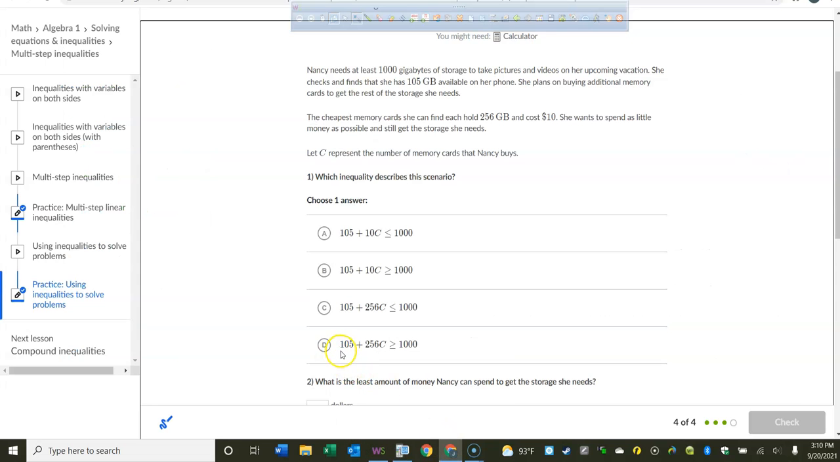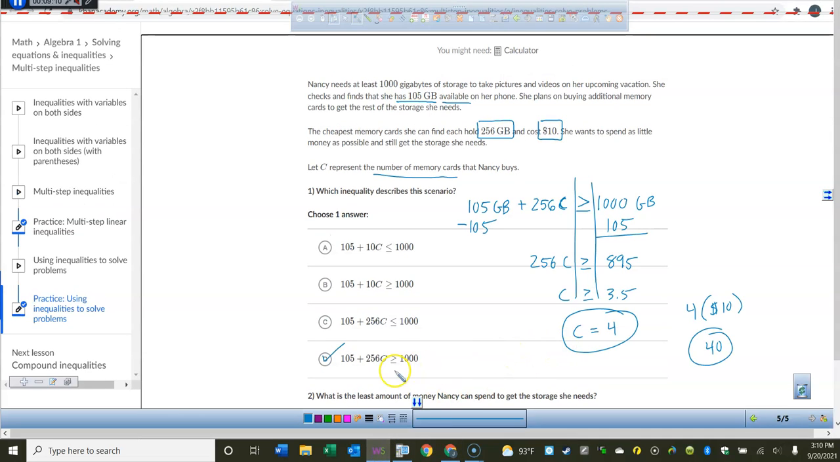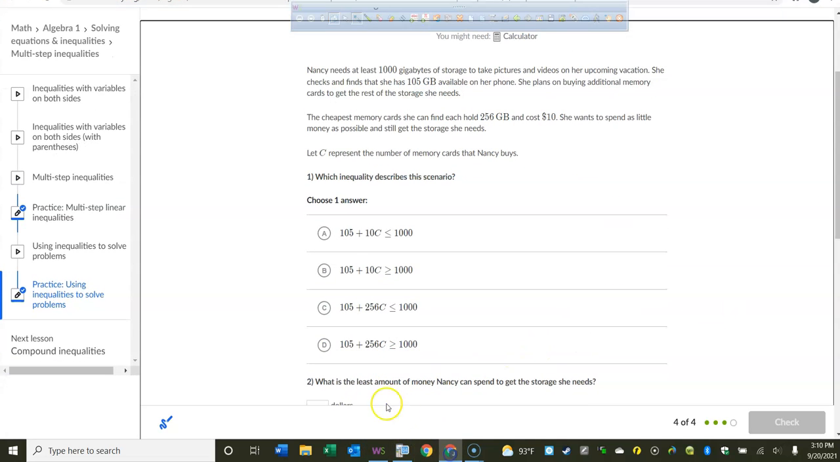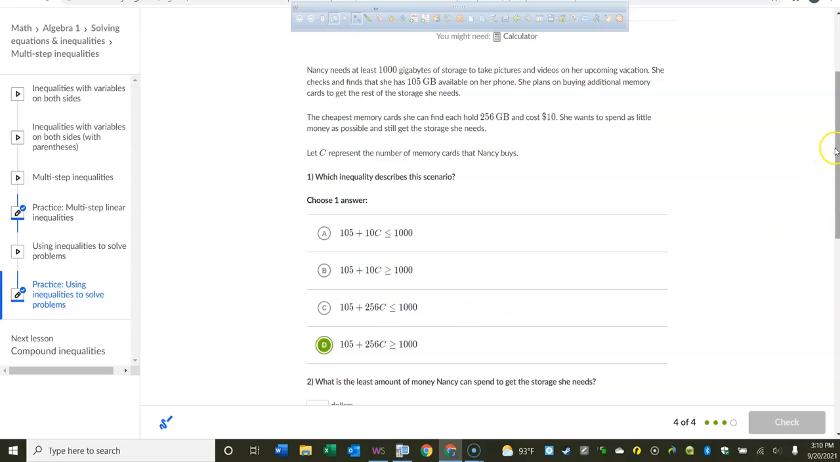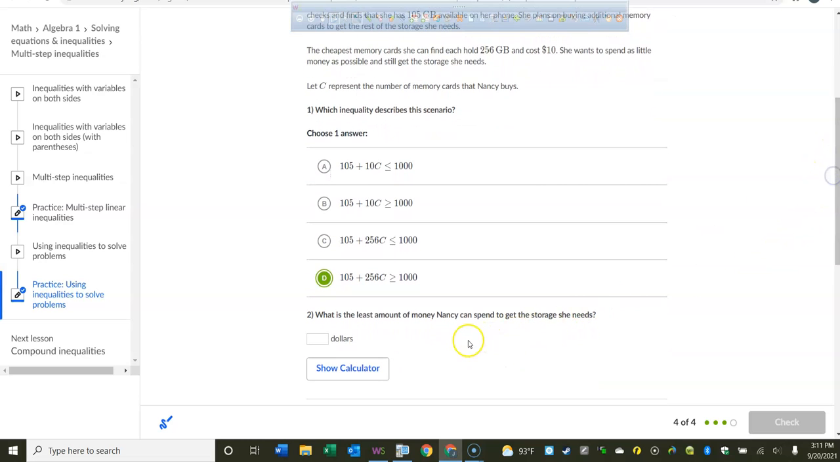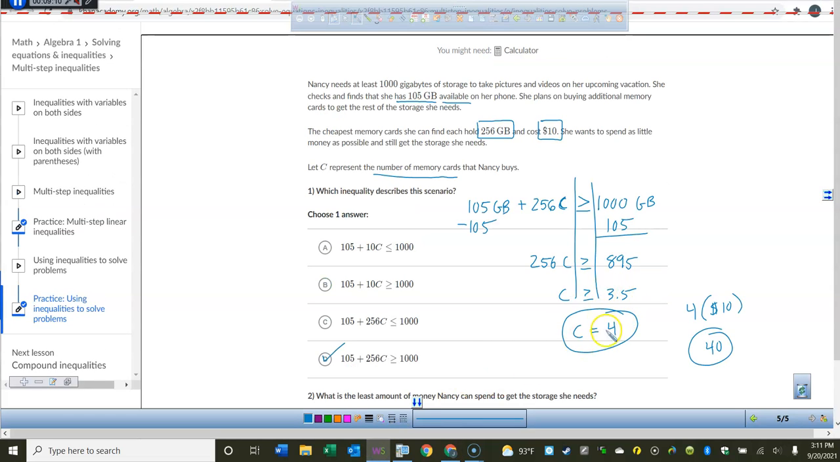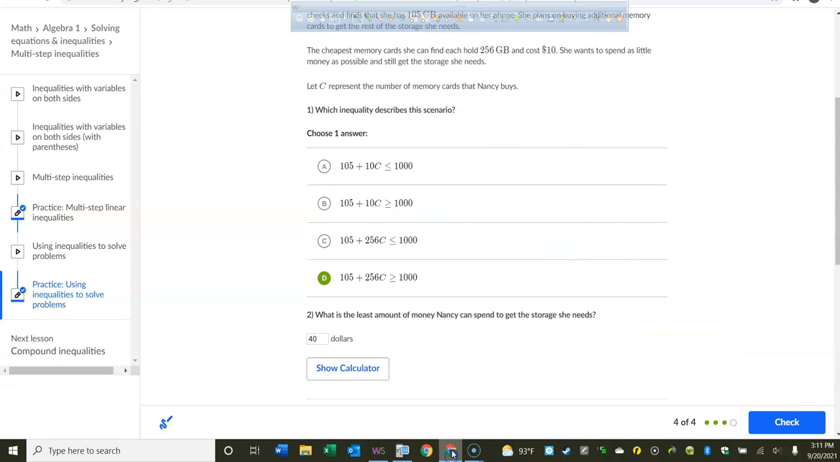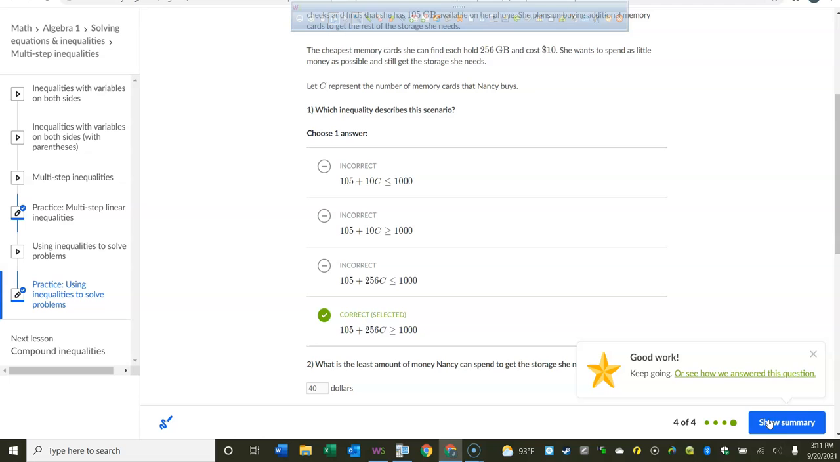So here's our scenario. We've got answer choice D right there. It says, what is the least amount of money Nancy can spend to get the storage that she needs? Technically, in the state of Texas, we would say $43.30, but we're going to say $40. Let's see if we got everything right. She needs to get at least 4 memory cards. They cost $10 apiece. Look at that. Great job.